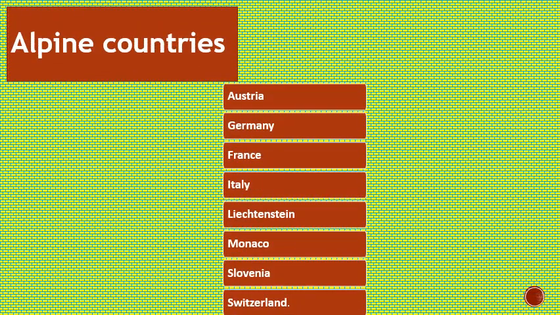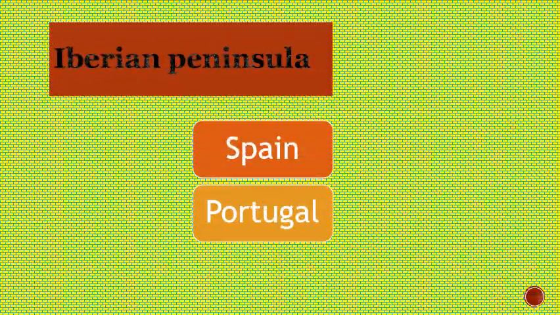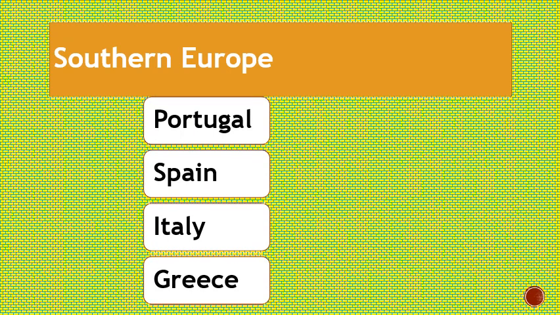Alpine countries: Austria, Germany, France, Italy, Liechtenstein, Monaco, Slovenia, Switzerland. Benelux, it is Belgium, Netherlands, and Luxembourg. There are repeated countries, so we will take note of that. Iberian Peninsula, it's Spain and Portugal. Eastern Europe, we have Belarus, Bulgaria, Czech Republic, Hungary, Moldova, Poland, Romania, and Russia. In South Europe, we have Portugal, Spain, Italy, and Greece.